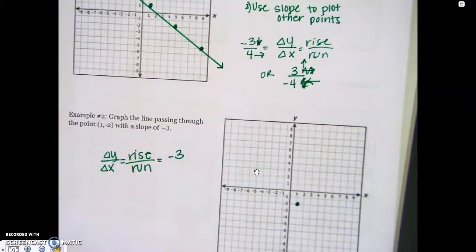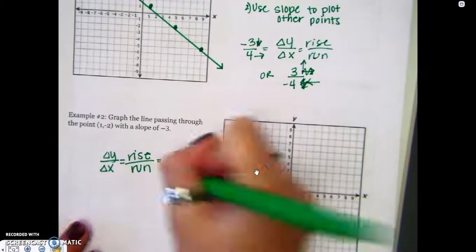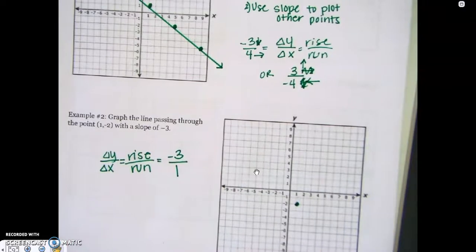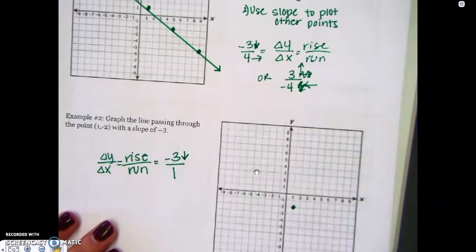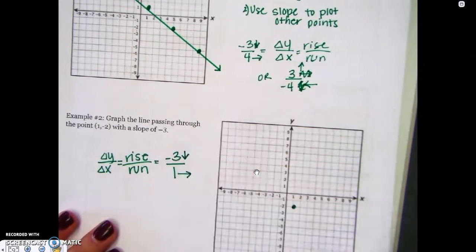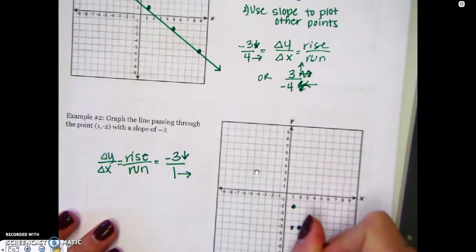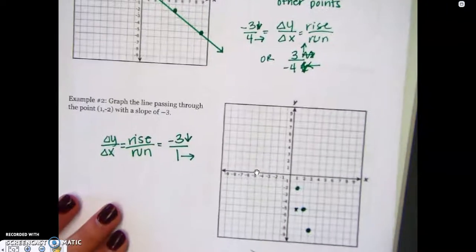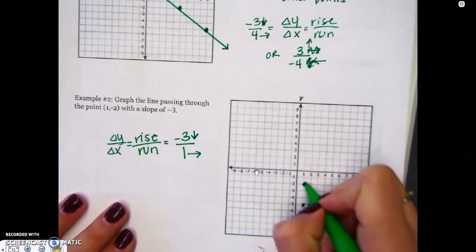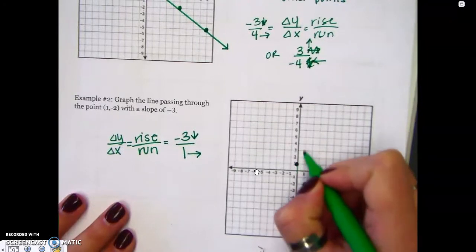So -3 is just a number. If I want to make it a fraction, I can put it over 1, which will tell me to go down 3 and to the right 1. So from my point here, I'm going to go down 3, to the right 1, down 3, to the right 1. And that's pretty much how I can go in that direction. I could go the opposite way, up 3 and to the left 1, to get my other points.